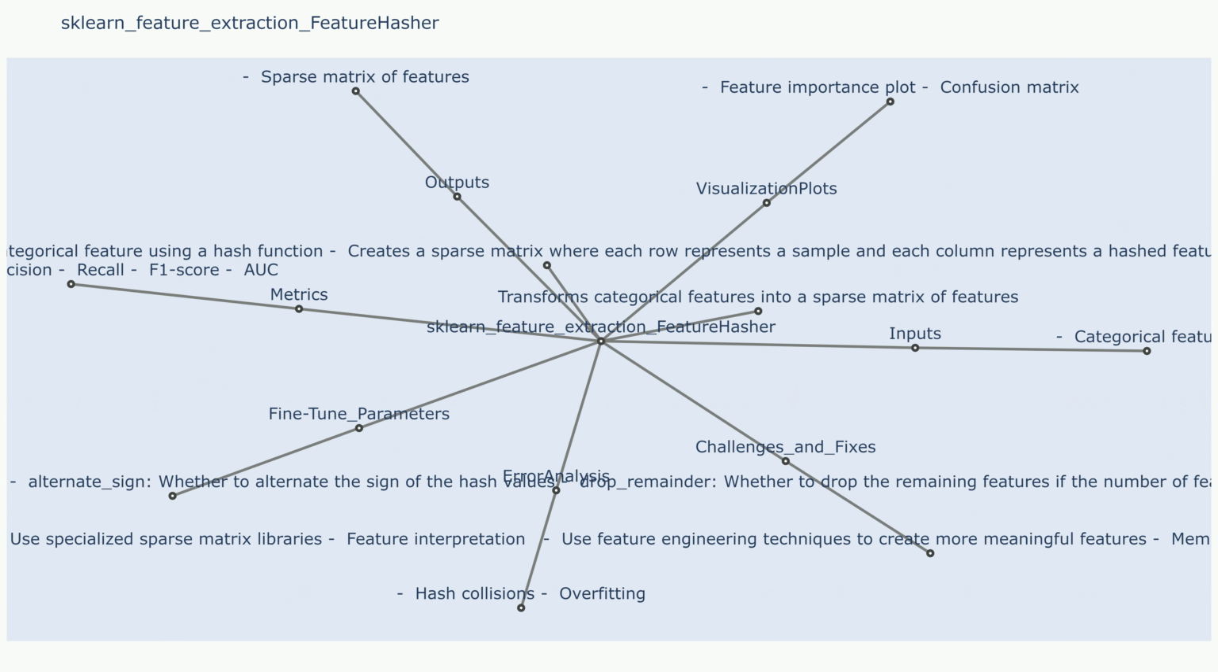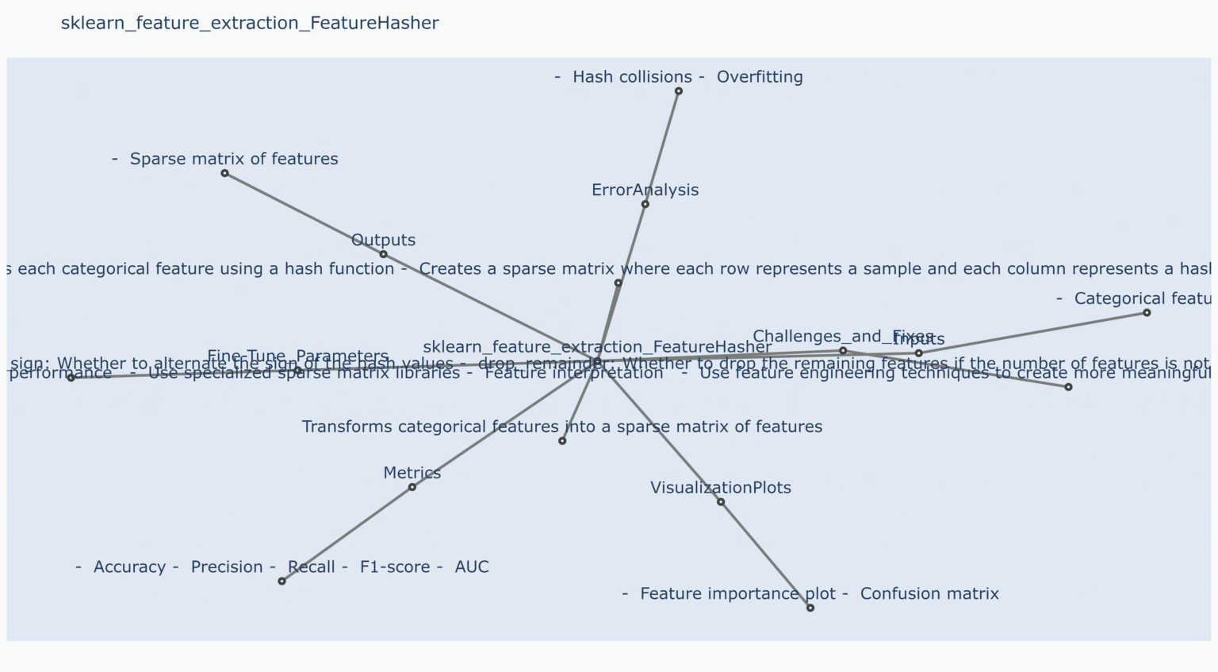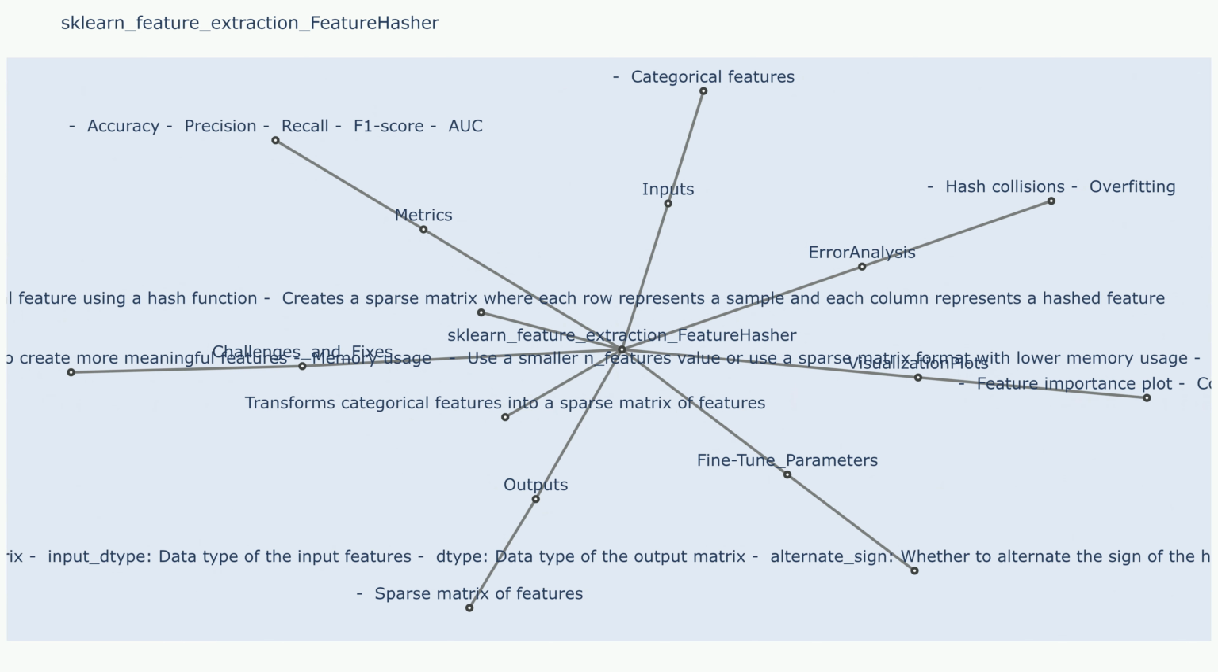Outputs. Output 1: transformed data, a sparse matrix, typically a scipy.sparse CSR matrix containing transformed numerical features. Each row represents a sample, and each column corresponds to a unique hash value feature. Output 2: feature names. If the input type is string, the feature names are generated as x followed by the hash value.